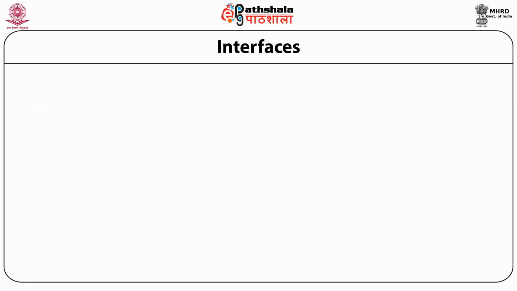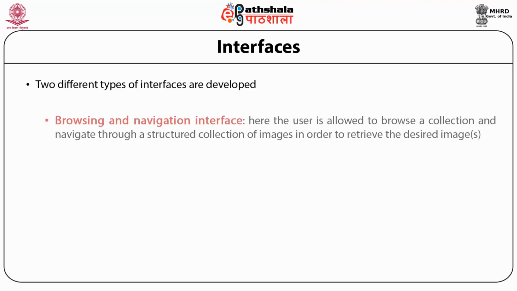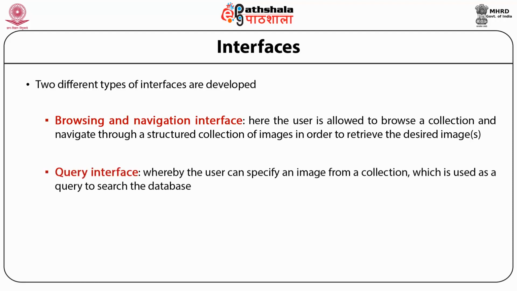If you talk about the interfaces of the CBIRs, two different types of interfaces are developed. First is browsing and navigation interface. Here the user is allowed to browse a collection and navigate through a structured collection of images in order to retrieve the desired image or images. For example, an interface is provided to the user where a large collection of images is available, from which the user selects a particular image. Another is the query interface, whereby the user can specify an image from a collection which is used as a query to search the database.